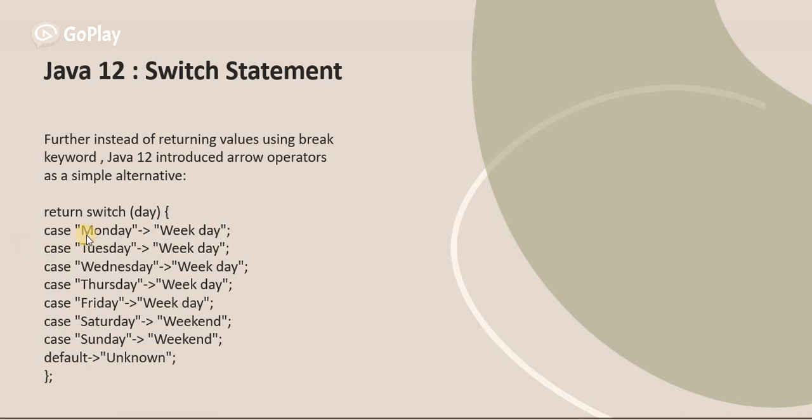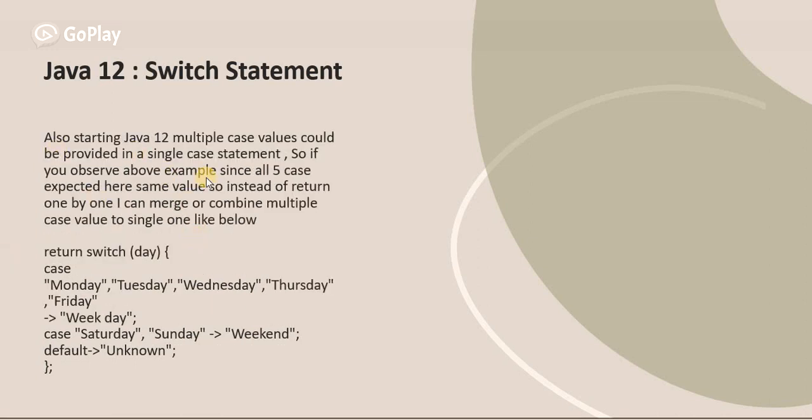Now as you can see, instead of returning values using the break keyword, Java 12 also introduced the arrow operator, something like the below example. Using the arrow operator we can also return the same value. This is an alternative to the previous one.